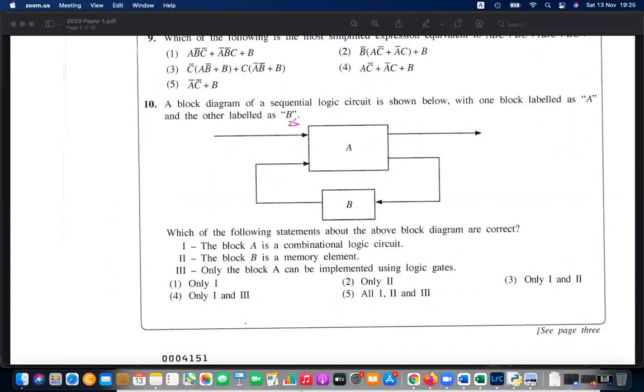Current input can be taken as true, but there's a sequential part also, the previous one, the current input, and this one is going in this direction. This is partially true, because this is going through again, which means it has some sequential parts also. Block B is a memory element. Yes, it's a sequential memory element. Correct. Only block A can be implemented using a logic circuit? No, A and B both can be, this is wrong.